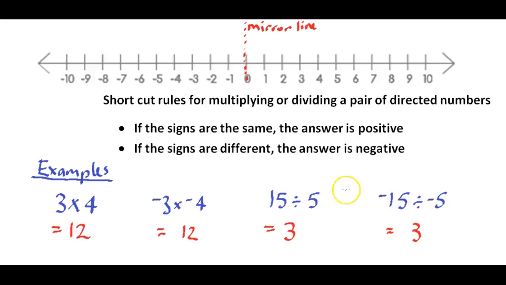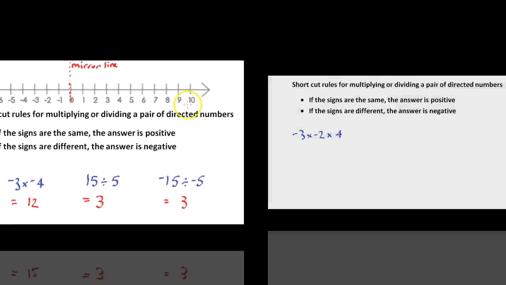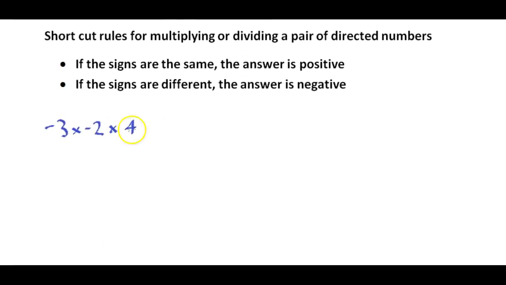And these rules apply to a pair of directed numbers, and in all the examples so far, we've looked at a pair, 1, 2, 1, 2, 1, 2 of directed numbers. So what happens if I've got more than a pair? So in this example, we just deal with a pair at a time.